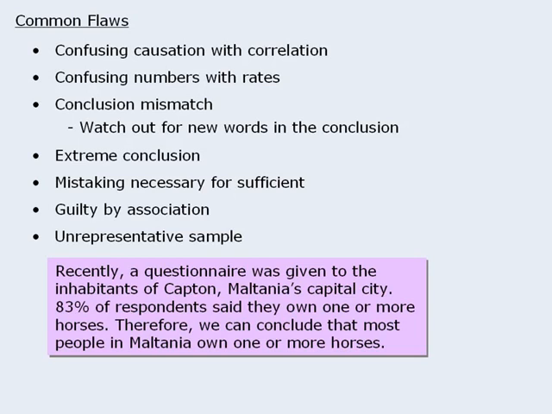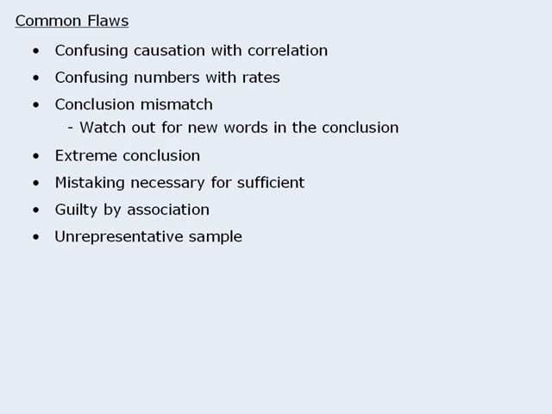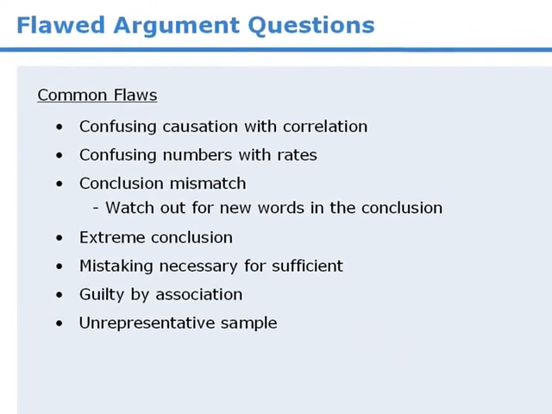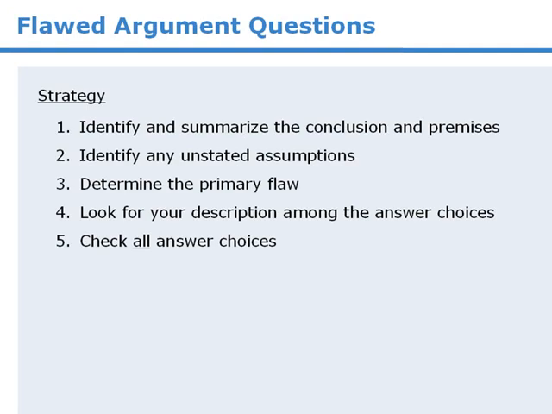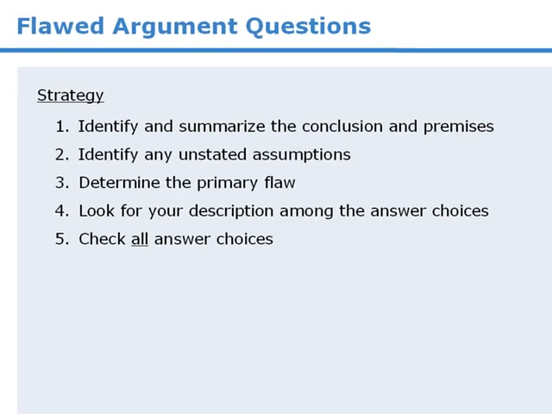The biggest problem with statistical arguments is that the sample may not be representative of the entire population. In this example, it is possible that the people of Captain do not accurately represent the entire population of the country of Mauritania. Okay, so those are some common flaws to watch out for. Now let's summarize. In this lesson, we learned the strategy for solving flawed argument questions on the GMAT.